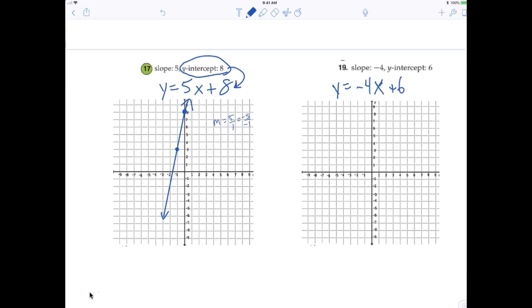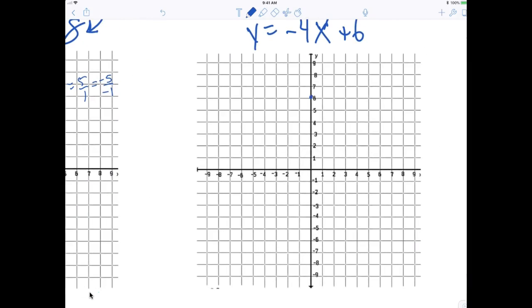I'm going to go up 6, and then go down 4, but go to the left. Whoa, down 4 and to the right? Yes. Because remember, negative 4 over positive 1. It's not negative 4 over negative 1. Agreed? Because if we did negative 4 over negative 1, it would make it a positive. So we're going down 4 to the right 1, and now we're drawing that line.